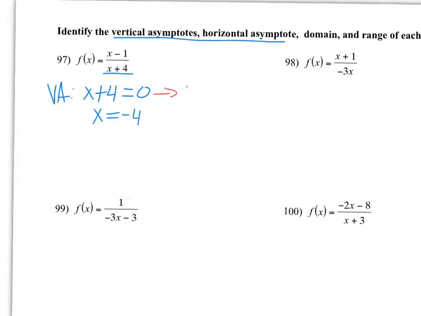The vertical asymptote translates directly to the domain. And the domain is going to be all real numbers such that x does not equal negative 4. If you write this for the domain, you're totally fine.